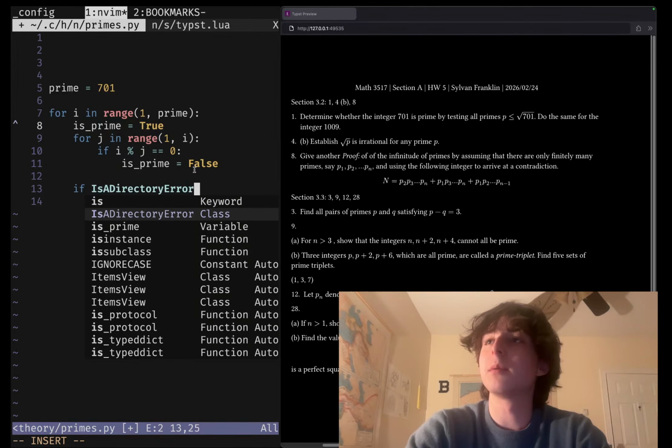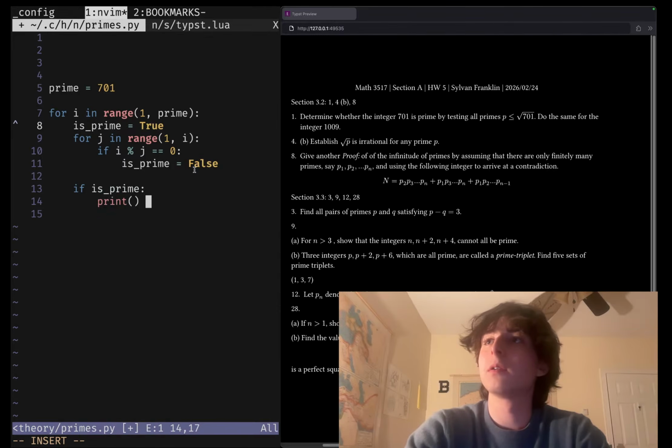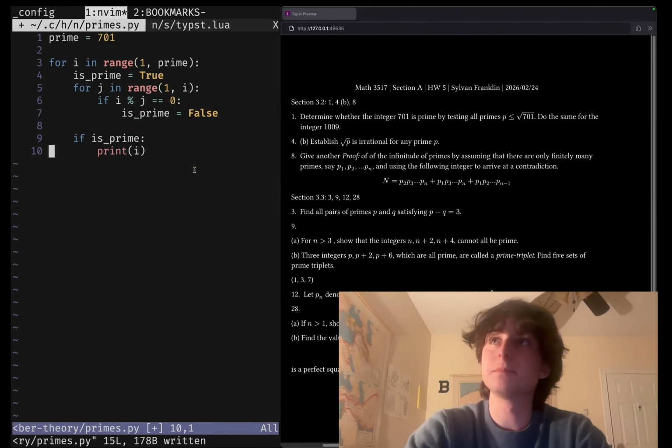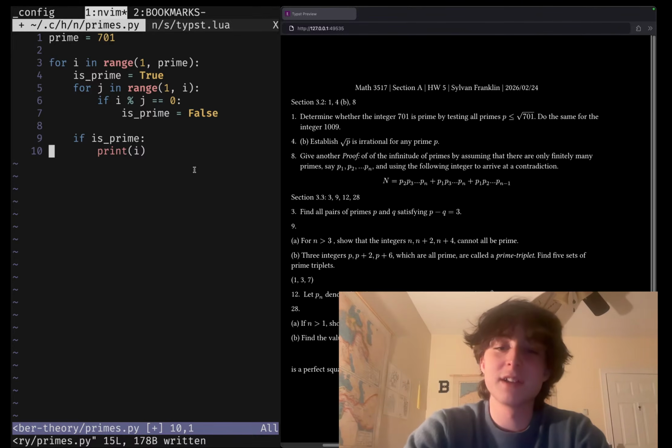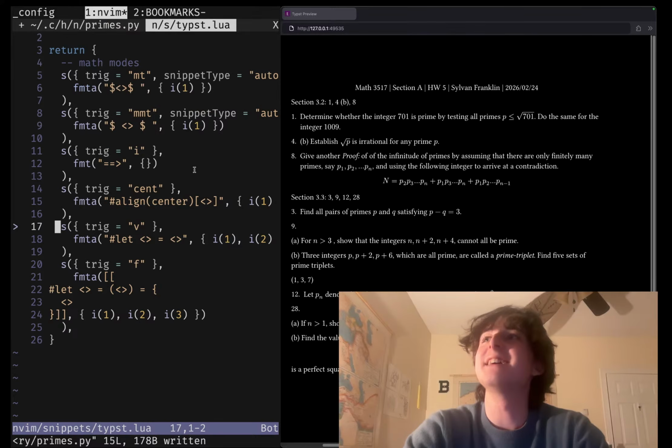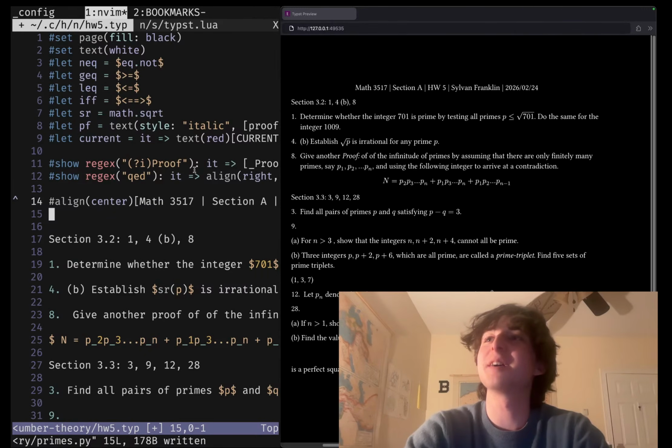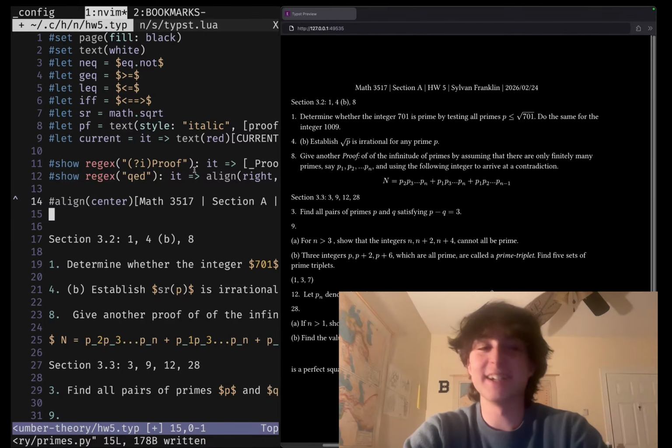If is prime, I'm gonna die. Just write the code directly in Typst. Actually, that's way better. Yeah, let's do it for the sake of Typst being Turing complete. Okay. I forgot Typst could do that.